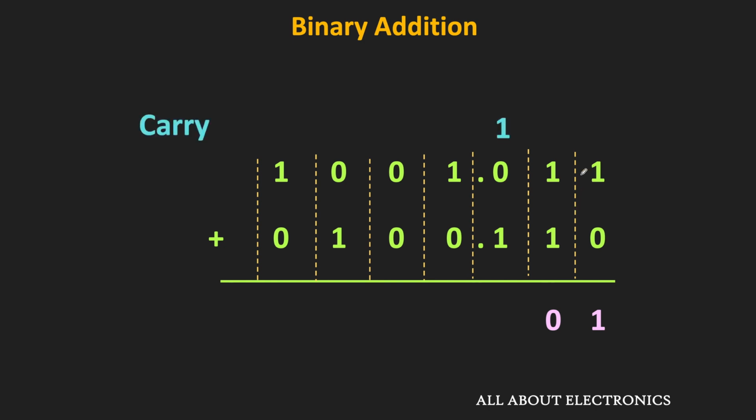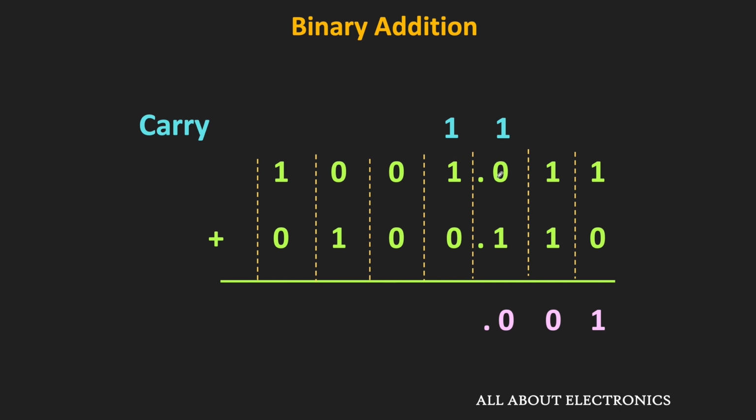In the next column, there is a 0 and 1 as a carry from the previous column. Therefore, the summation of this 1 plus 1 is equal to 0 with 1 as a carry to the next column. And here, we will also put the binary point at the same position. Now, in the next column, we have a 1 and 0 as well as 1 as a carry from the previous column.